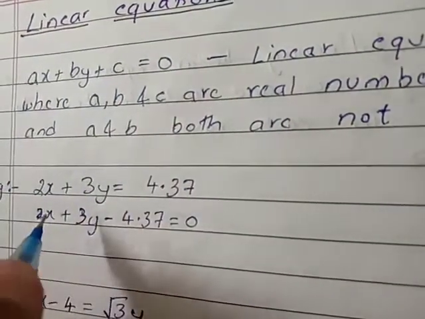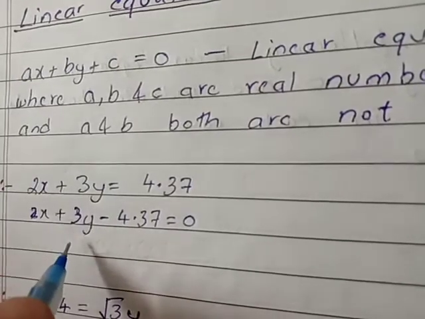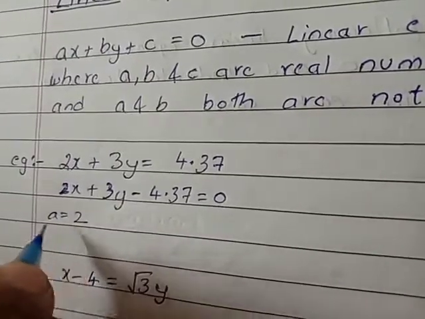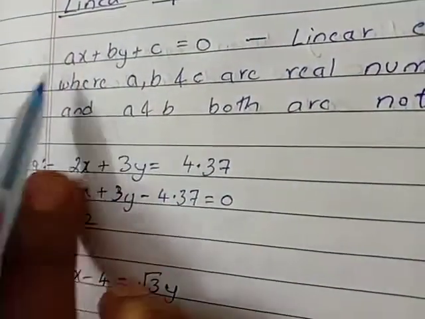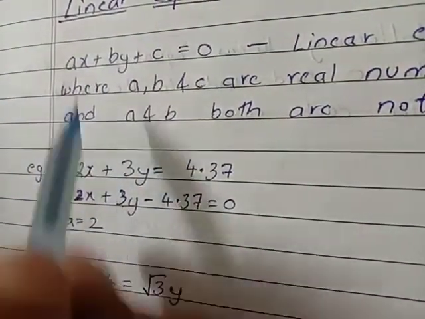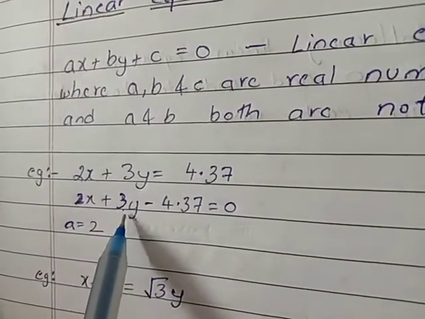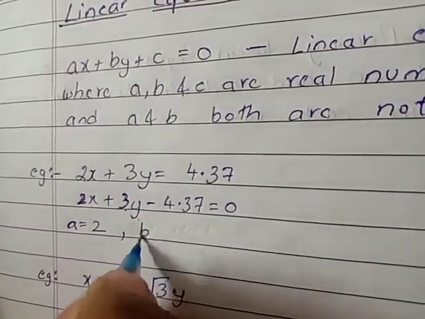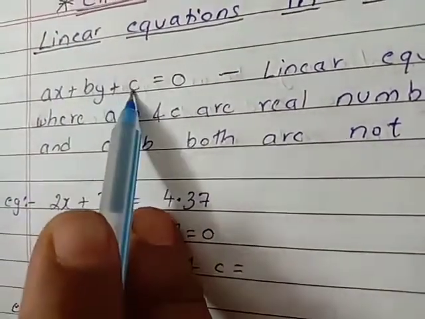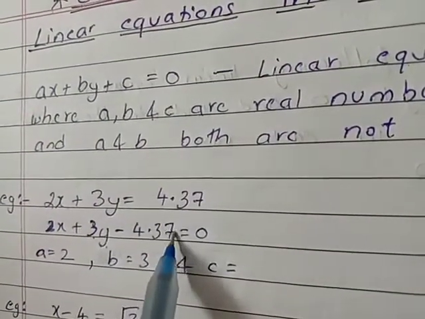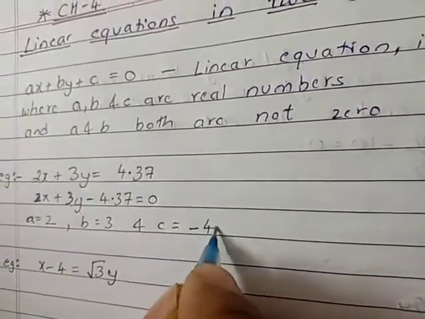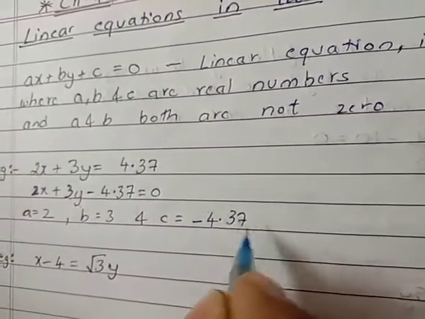So now you can see it is in the form ax plus by plus c equal to 0. Now we will put the values. The value of a is 2. Here you can see ax, what is the value of a? 2. Now what is the value of b over here? If you compare by and 3y, the value of b is 3, and c equal to, what is the value of c over here? It is 4.37, not only 4.37, it has a minus sign, so you have to include this sign also, so it will be minus 4.37.